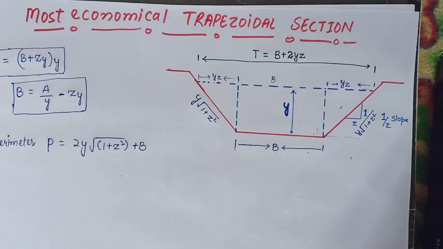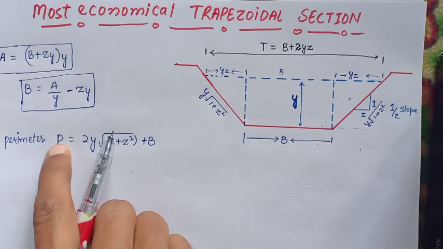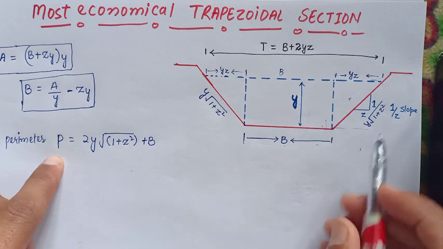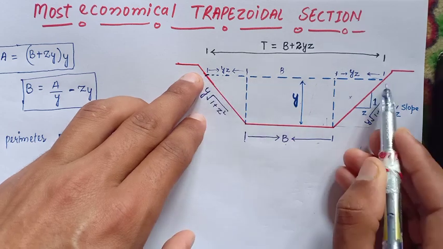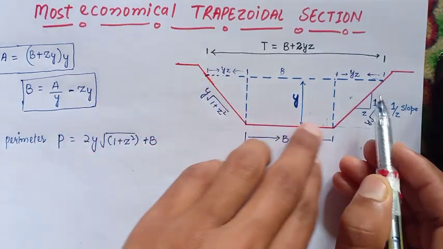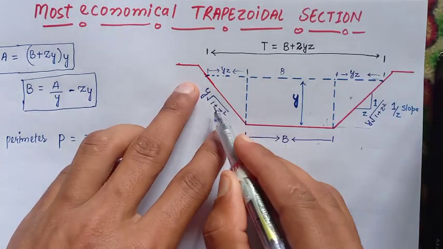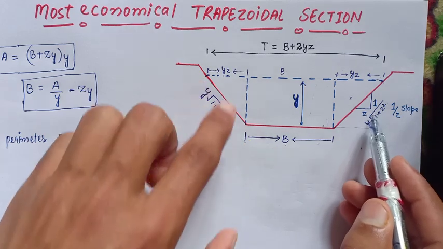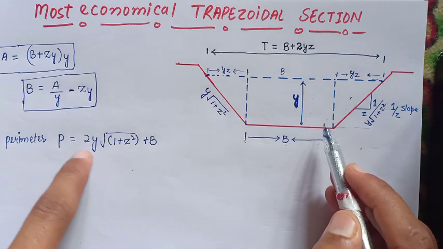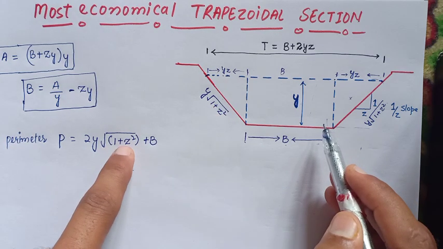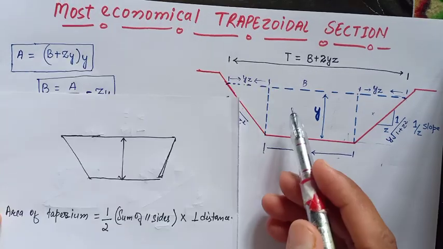Now, next we have to find out the wetted perimeter. The wetted perimeter will be equal to, from this point to this point, this will be the wetted perimeter, from here to here. So this will be 2 times y into root of 1 plus z square, because one time is this and one time this, plus b. So we have 2y under root of 1 plus z square plus this b. Now we have to find out the area of this trapezoid.